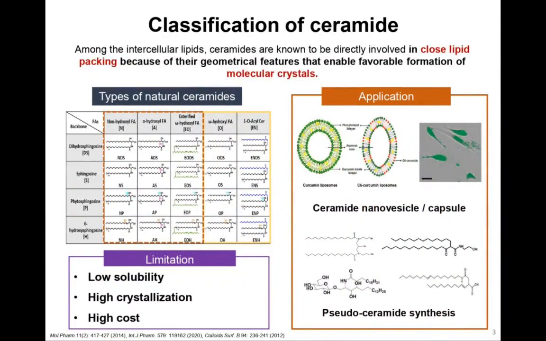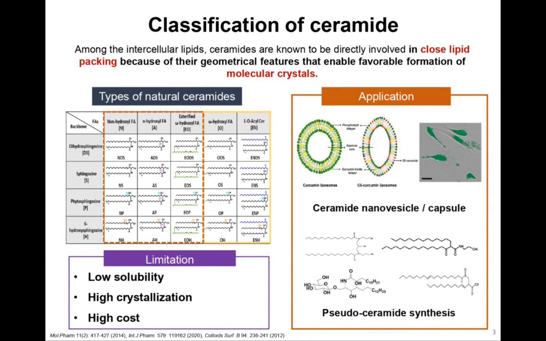Ceramides are classified into more than 16 types depending on the combination of 5 types of fatty acids and 4 types of sphingosine base derivatives. The chemical structure of ceramides determines the lipid lamellar morphology and the lateral packing structure. The ceramide subclasses with non-hydroxyl and alpha-hydroxyl fatty acids are known to form a short period phase rather than a long period phase for lipid packing.